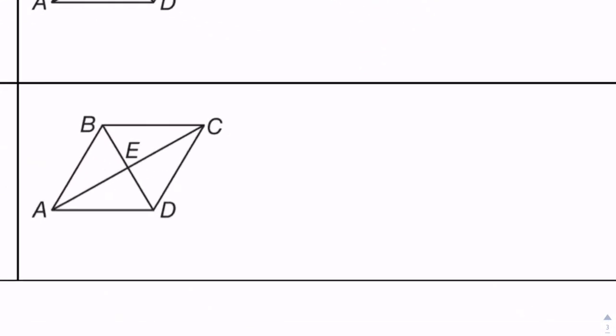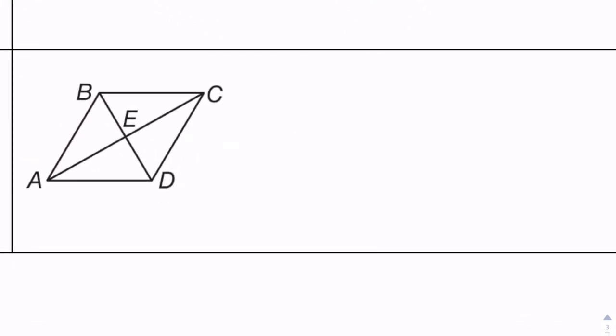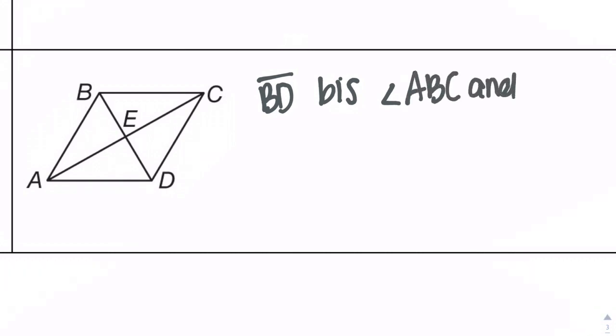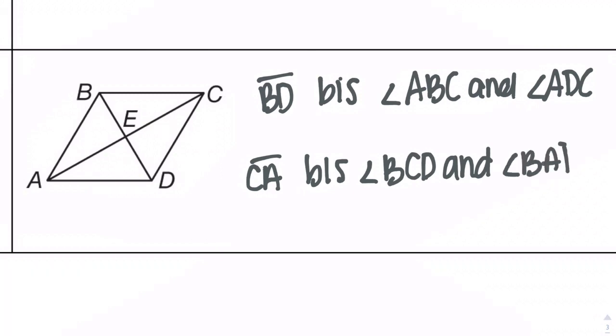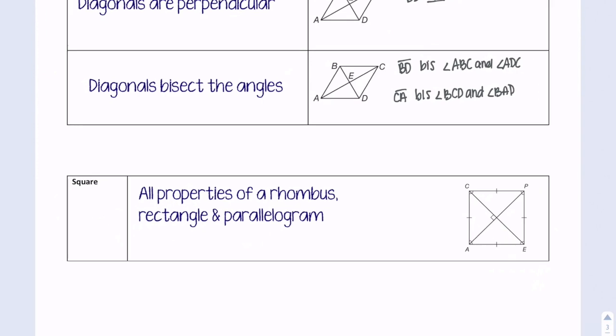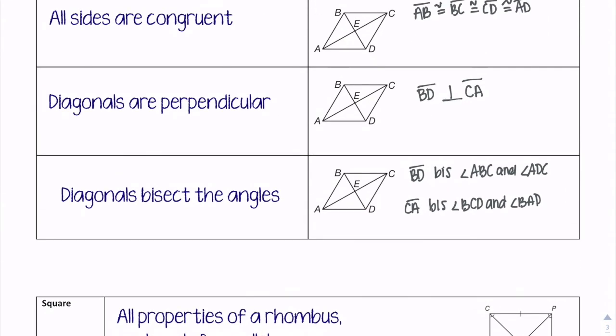Diagonals bisect the angles. So if this is a rhombus, you would say BD bisects angle ABC and ADC, and CA bisects angle BCD and BAD. Again, if you are unsure of what's happening there, you can always pause and rewind this video.